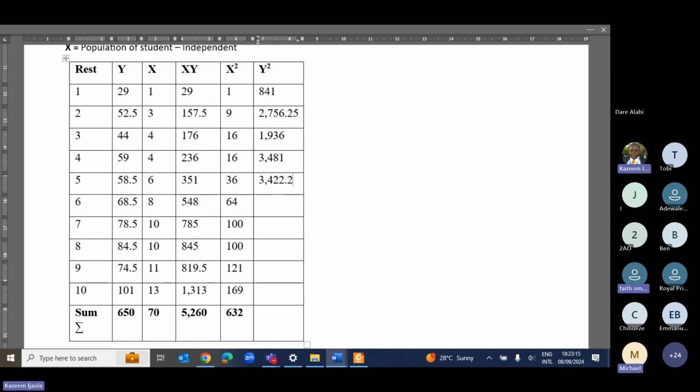58.5 squared is 3422.25. The next one, 68.5 squared is 4692.25. Next, 78.5 squared is 6162.25. 84.5 squared is 7140.25. And the last one is 74.5 squared, 5550.25. Okay, so we need to add up this one too.